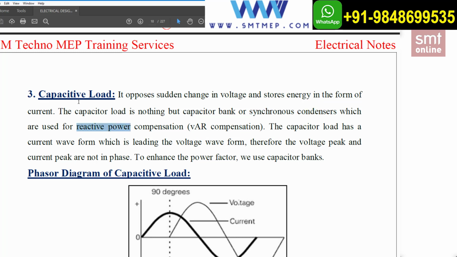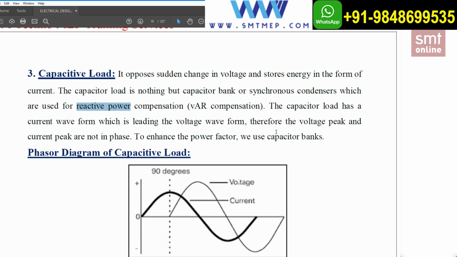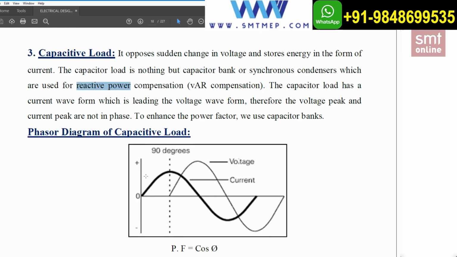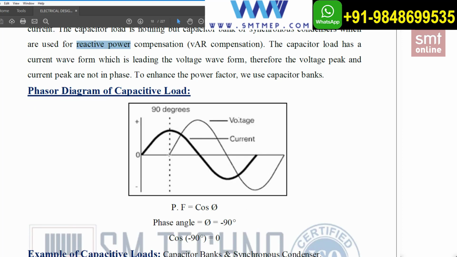Reactive power compensation is nothing but the enhancement of the power factor value, to remove the inductive value. So the capacitor has a current waveform which is leading the voltage waveform. Here this is totally inverse. Therefore, the voltage peak and the current peak are not in phase. To enhance the power factor, we use a capacitor bank. Here you can see the voltage starting at 0 degrees. But as for the capacitor, whatever excess amount of current is there, it will take from the capacitor.